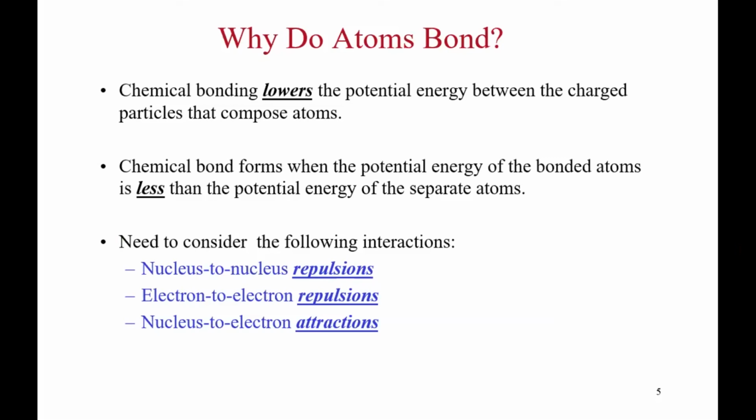Now, what is it that drives that stability? Well, there's three kinds of interactions we have to consider. The nucleus of one atom repelling the nucleus of the other atom because they're both positive. You also have electron to electron repulsions because when you bring atoms together, those negatively charged electrons become a little closer to each other. And of course, there's the nucleus to electron attraction. By that I mean the electrons of atom 1 having an attraction towards the nucleus of atom 2.